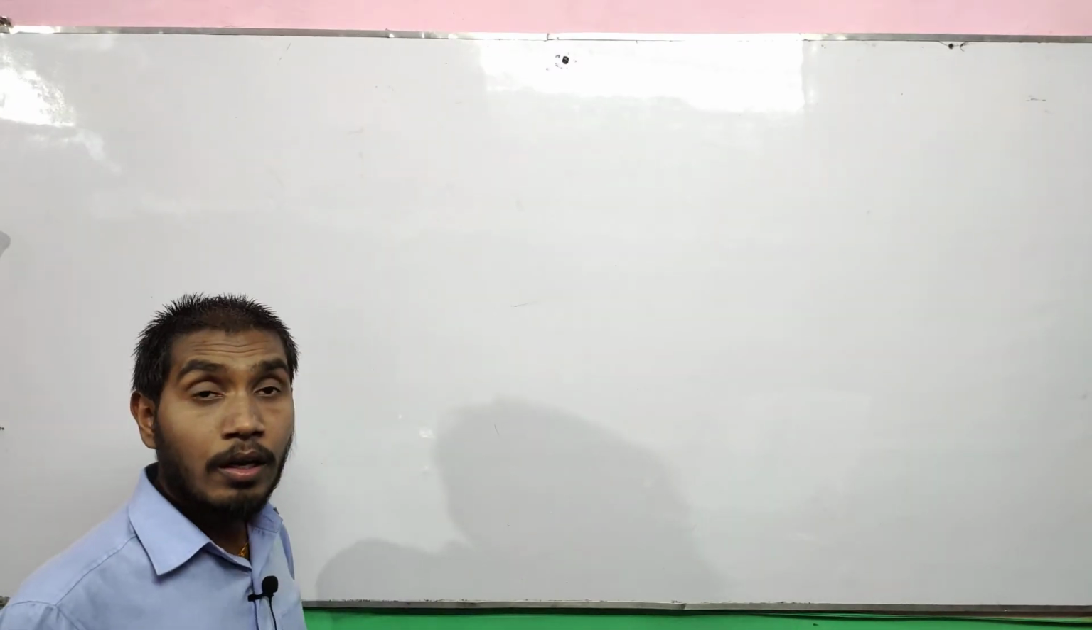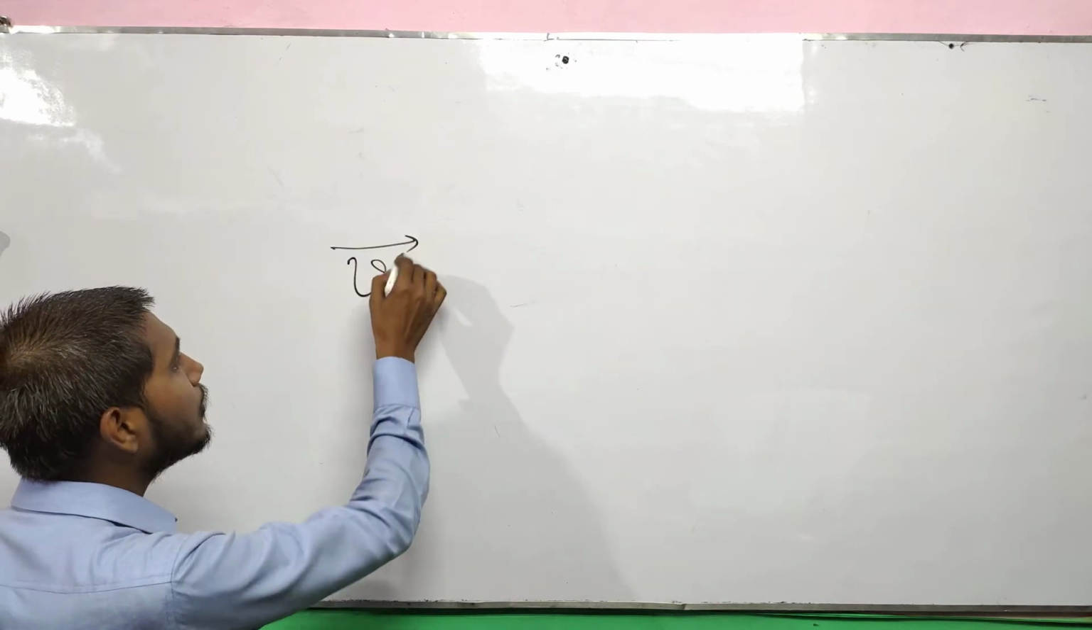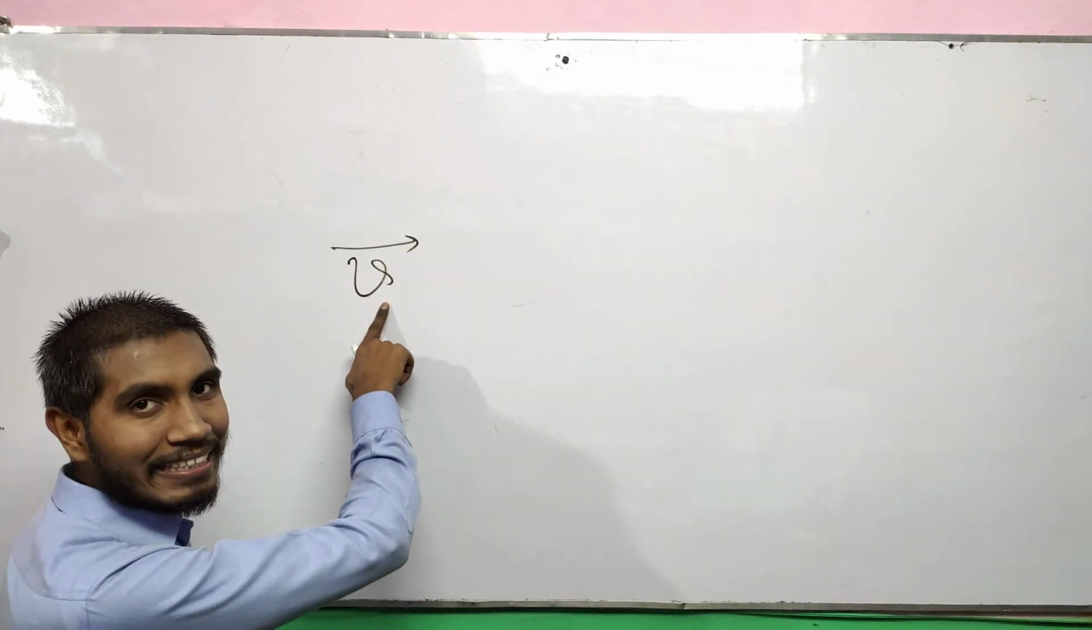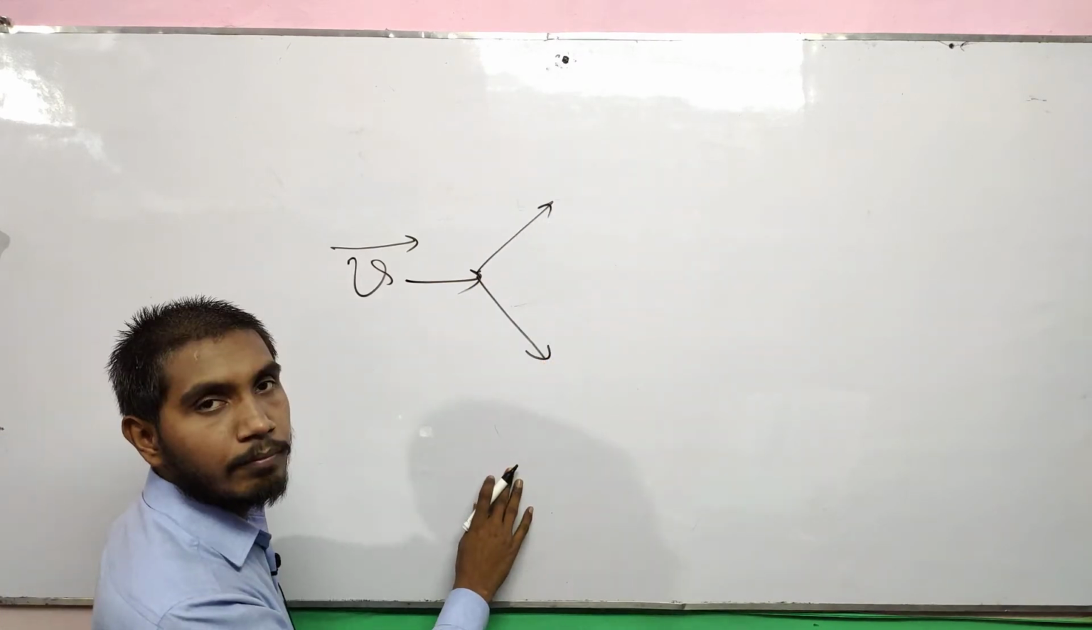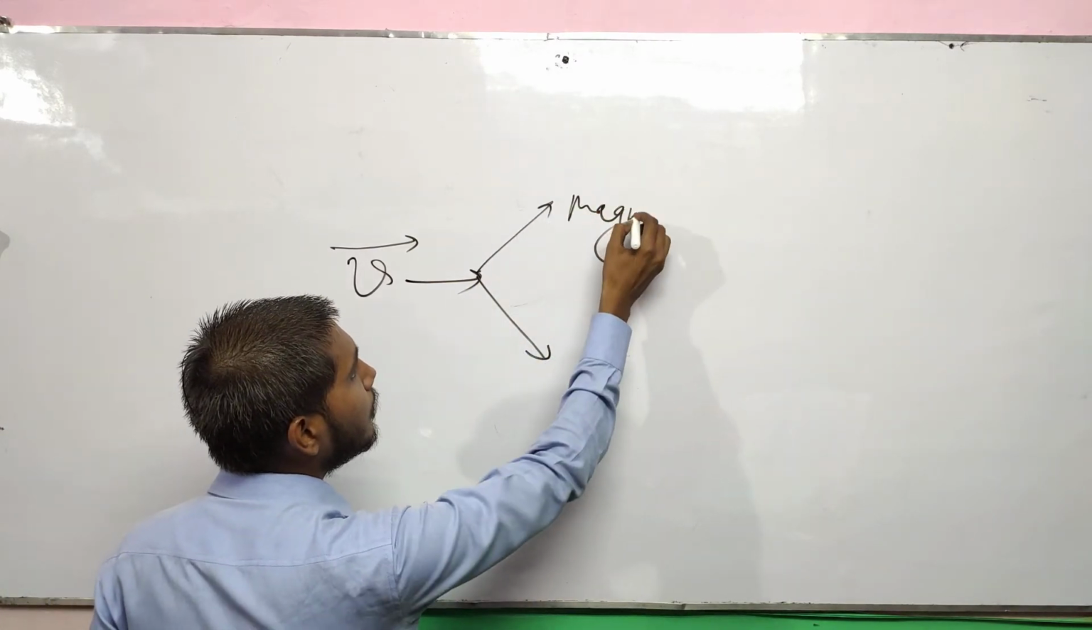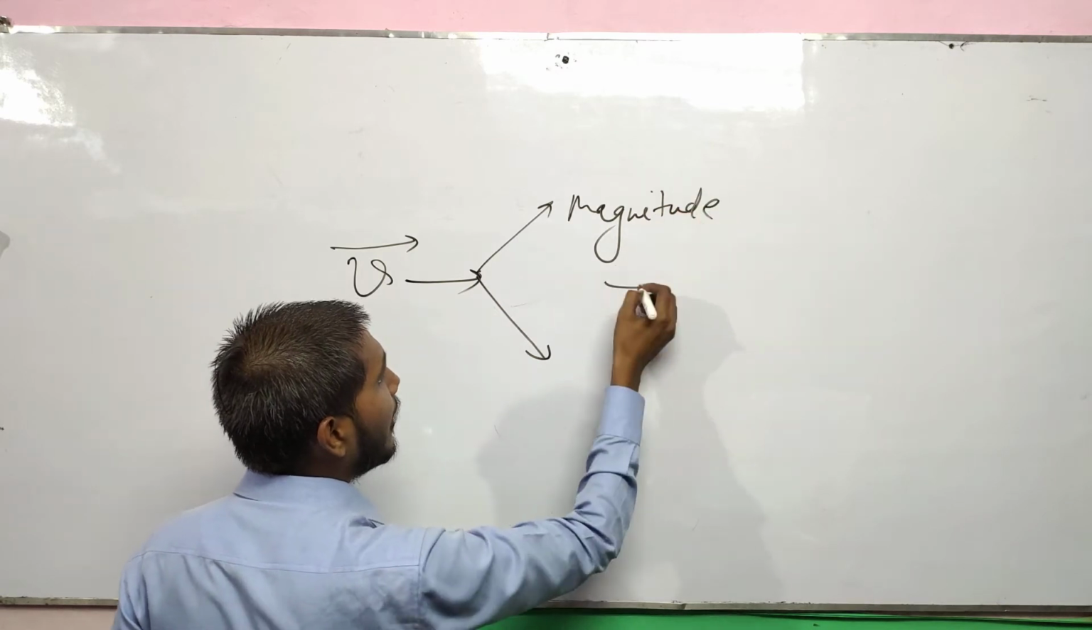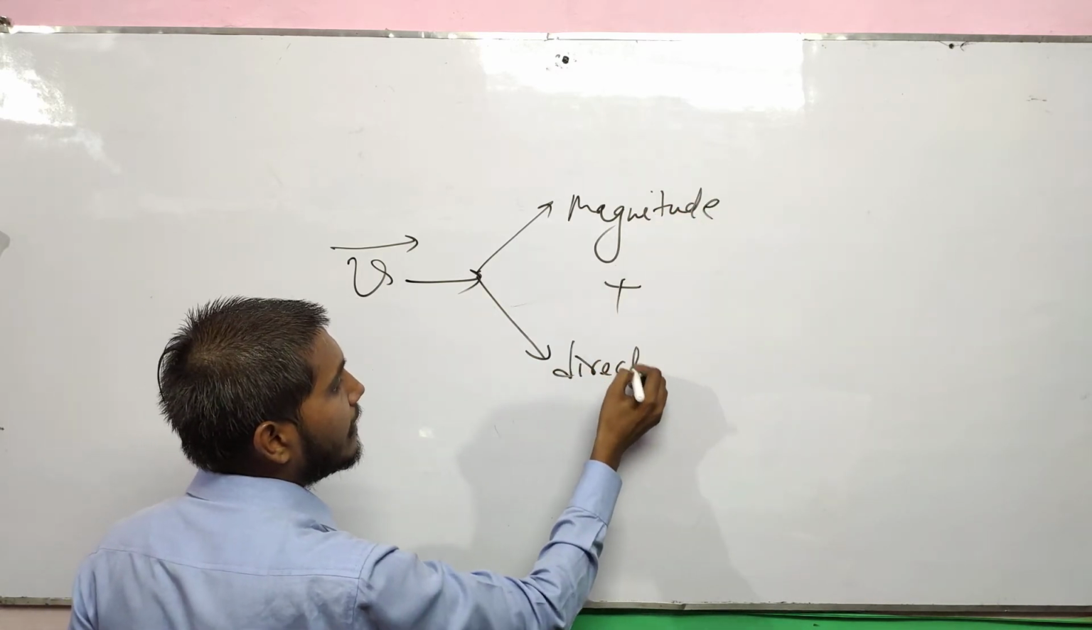And now, velocity is a vector quantity. So it has both magnitude and also direction.